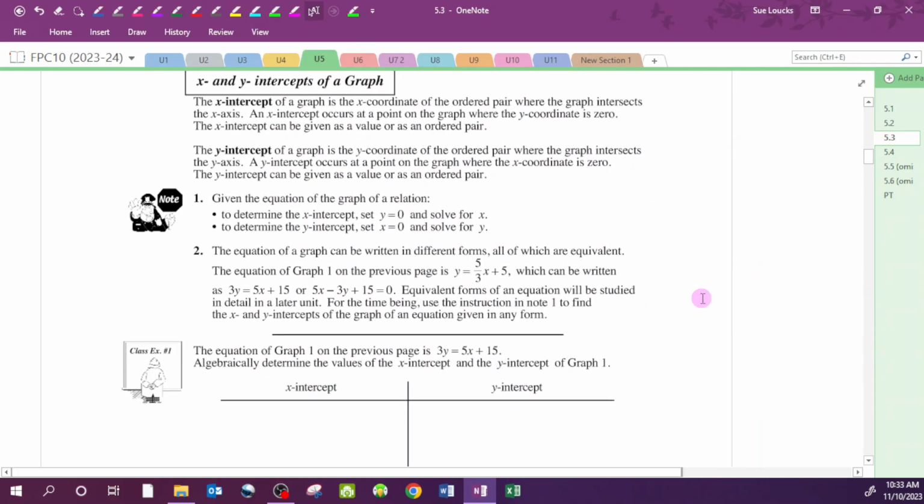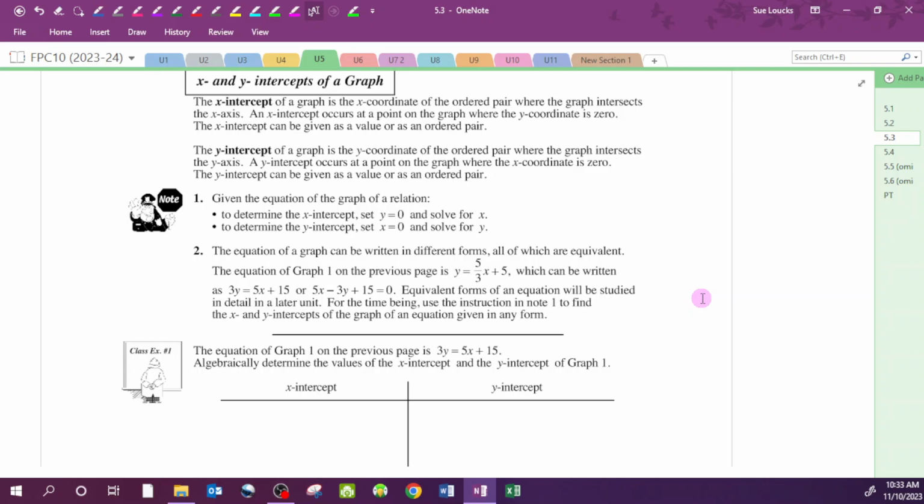The x-intercept of a graph is the x-coordinate of the ordered pair where the graph intersects the x-axis. It always happens when the y-coordinate is 0, and you can give it as a value, like just the x value, or the ordered pair, which would be the x value, 0. The y-intercept is the same thing, but reversed.